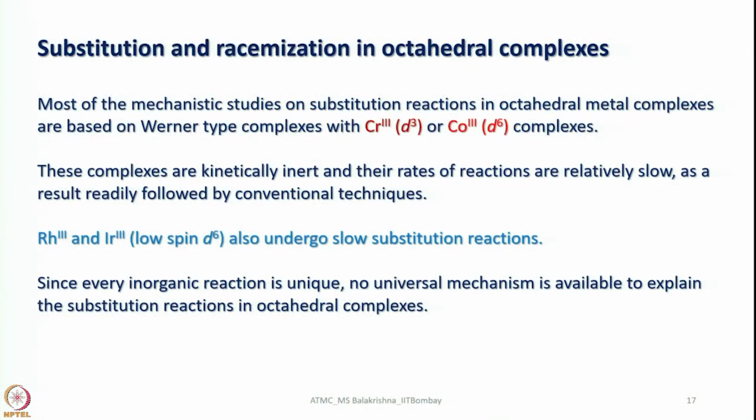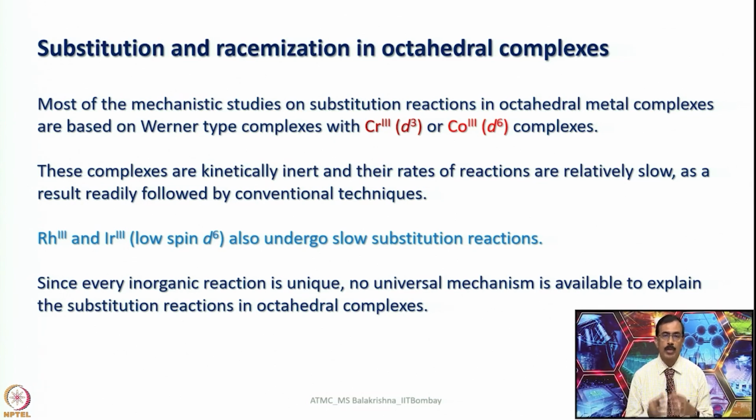and let us move on to substitution and racemization in octahedral complexes. Most of the mechanistic studies on substitution reactions in octahedral metal complexes are based on again Werner type complexes involving the chromium 3, d3 system or the cobalt 3, d6 system, and these complexes are kinetically inert. The reason why Werner carried out systematic substitution reactions during those days by considering very inert complexes is that at that time analytical instruments, spectroscopic instruments or spectrophotometry were not very handy. In fact, they were never heard of.